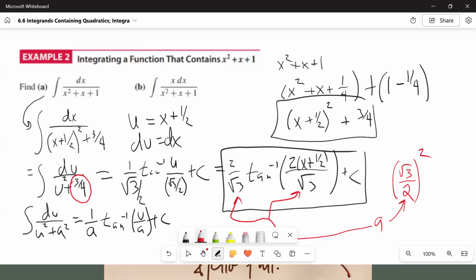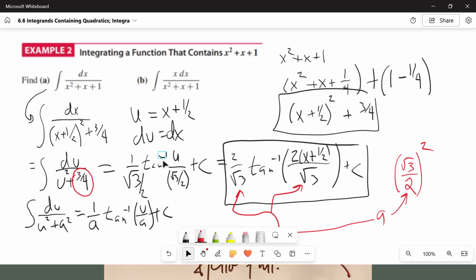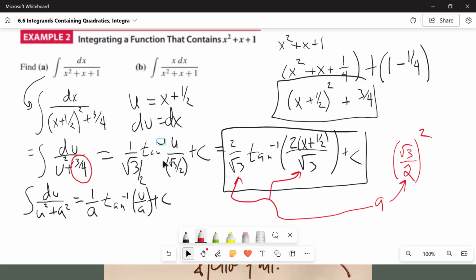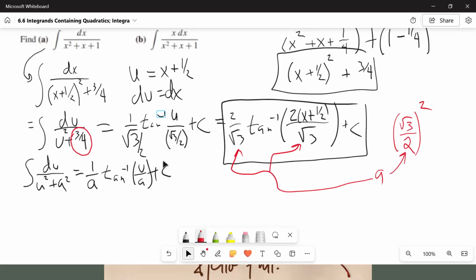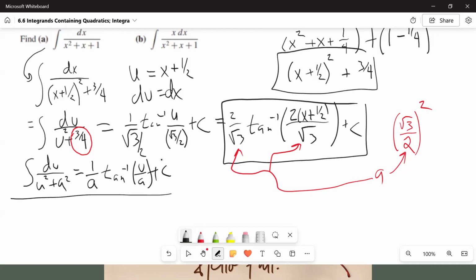So for the next one, for part B, we're going to use a manipulation that causes the derivative of the denominator to actually appear in the numerator. So this is sometimes helpful. So I'm going to rewrite it here. So the integral of x dx over x squared plus x plus 1.